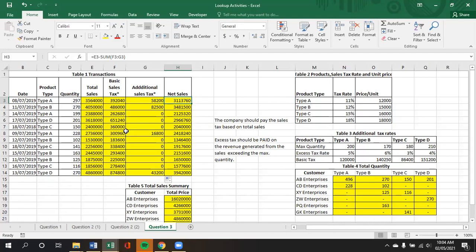So this is nothing big. If you are quite strong in the lookup function, you could have easily done that. So that is it. Right? Good. Okay.